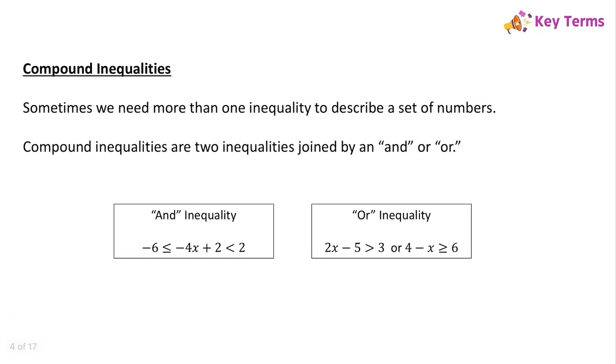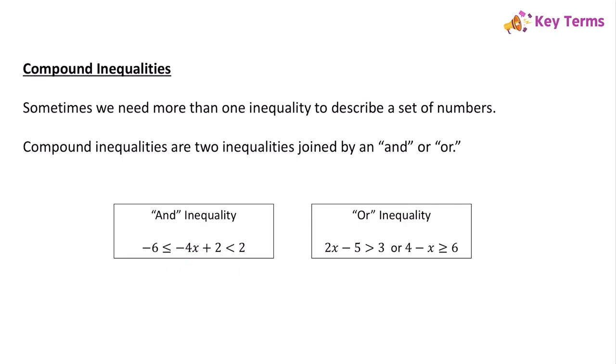So today we're going to talk about compound inequalities, which is when sometimes we need more than one inequality to describe a set of numbers. So compound inequalities are two inequalities joined by an and or an or. So we have two types of compound inequalities. An and inequality will look like this, okay? It'll just look like one big inequality.